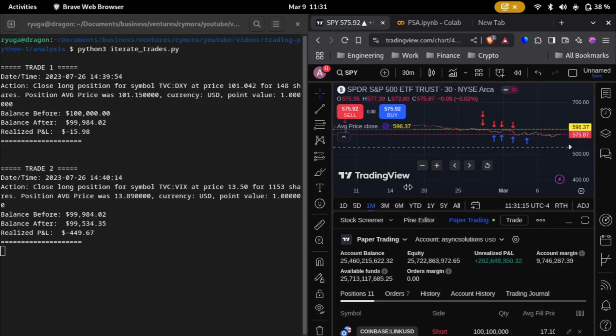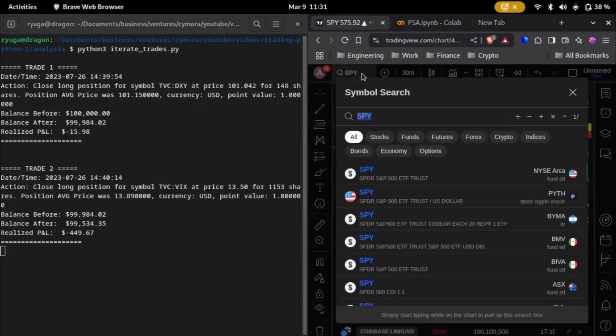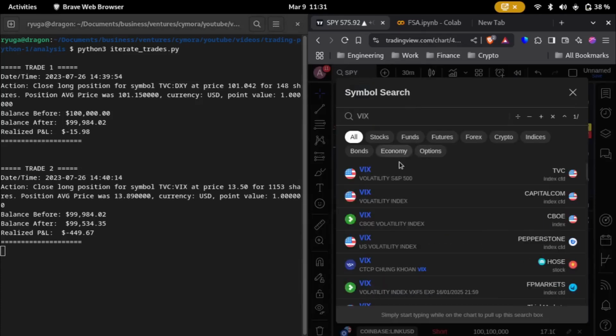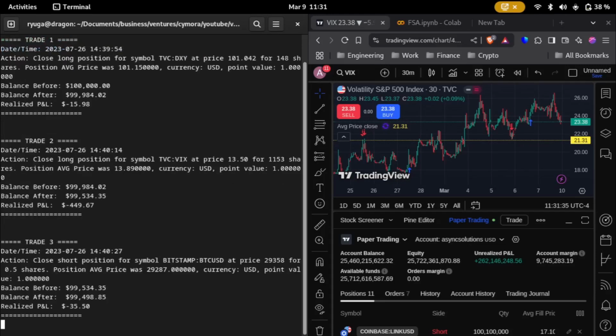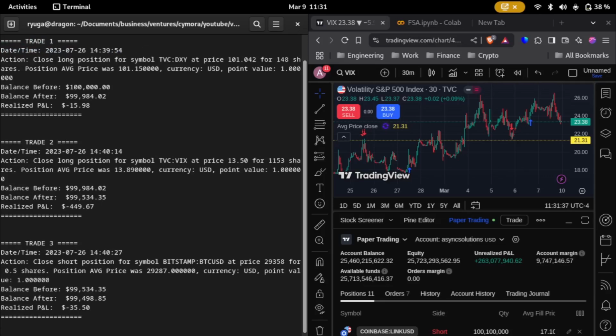And I've been short selling since 608. So every time the S&P 500 tanks, I go to volatility and I buy volatility. And as you can tell, that's what I do with these trades here and here. So trade number two, I made a loss of $499. But trade number three, I also made a loss.